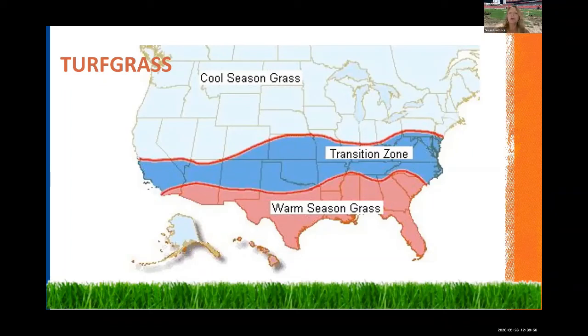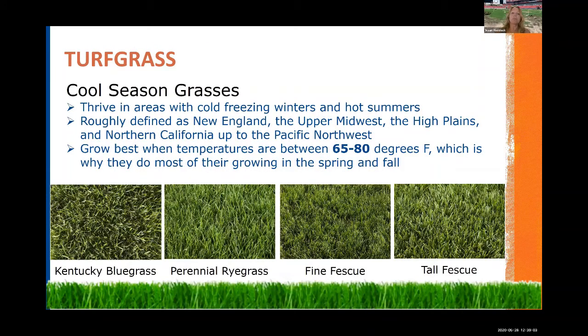So there are turfgrasses. We have cool season, warm season, and then we have transition areas. So our cool season grasses are those grasses that are going to thrive in cool freezing winters and hot summers. So not to say that they look great in cold freezing winters, but they'll survive those freezing temperatures. Our warm season grasses we grow down here won't survive those cold freezing temperatures. Roughly, we're looking at Virginia, North Carolina, north of there, and especially New England, upper Midwest, plains, Northern California, et cetera. And it's going to look best in the summer when those temperatures are between 65 and 80 degrees. So if you are concerned about climate change and warming temperatures, even in the northern area, some of those cool season grasses may struggle a little bit. So we've got some examples on the bottom of what those cool season grasses are.